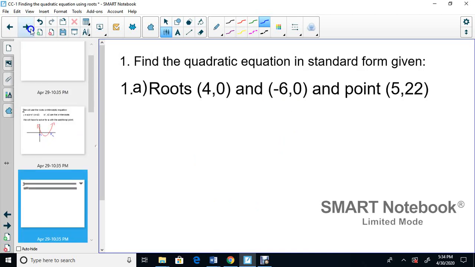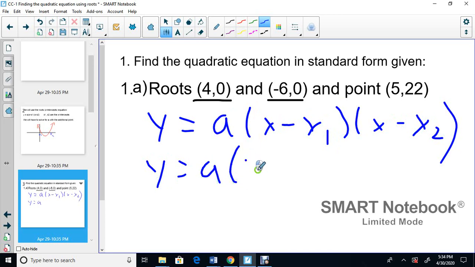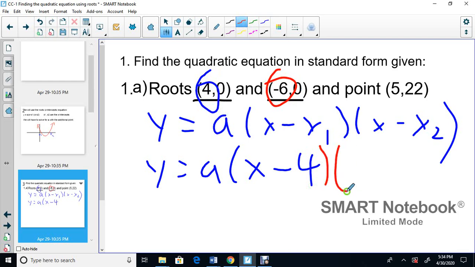Okay, let's do the first one. So I'll do 1a. There's one root or x-intercept, and there's another. So we're going to go right into the equation: y equals a(x minus x1)(x minus x2). Y equals a, we don't know, so it's going to be (x minus 4). So there's the first one. Second one, maybe we can use a different color, negative 6. So here you get x minus negative 6. We change signs. It's like x plus 6.